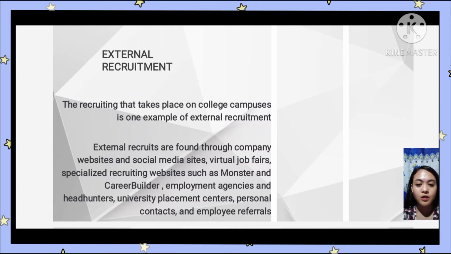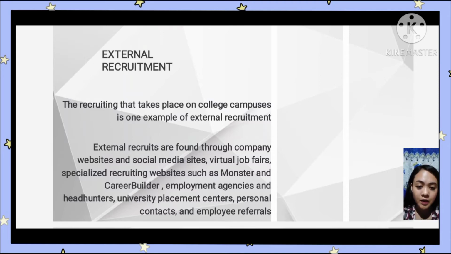External recruits are found through company websites and social media sites, virtual job fairs, specialized recruiting websites such as Monster and Career Builder, employment agencies and headhunters, university placement centers, personal contacts, and employee referrals.